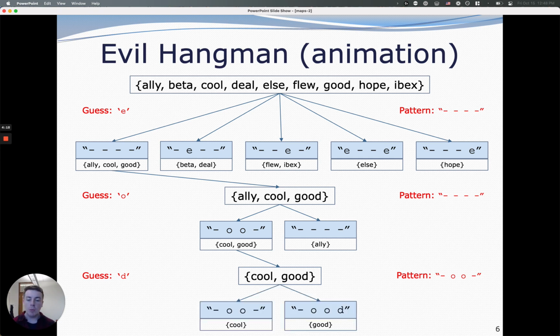So the 2 possible patterns would be dash O dash, no D included, and dash OOD, with the D included for good. And now we always have to choose the largest one. Now in this case, there's a tie. Both of these patterns have 1 word associated with them. And so our specification says, hey, you should always choose the pattern that comes alphabetically first.